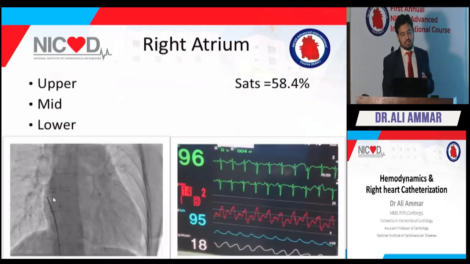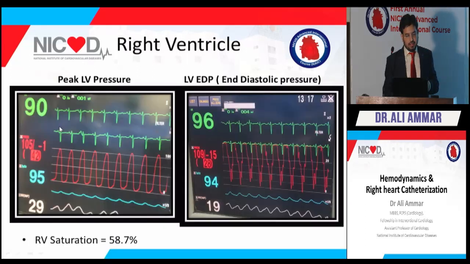There, our catheter is in the RA, and the monitor is showing the RA pressures. We have to correlate it with the ECG for recognizing the A and V waves. Going into the depth, we have to take the saturations and pressures in the RA in the upper part, middle part, and lower part to differentiate between different types of ASD.